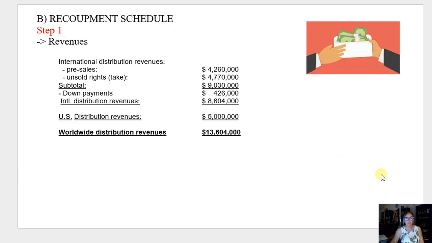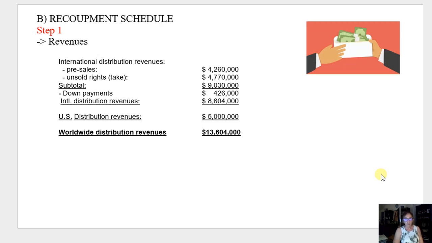So now the movie is produced. So here are our revenues, because after the movie is produced, we can sell all the unsold rights and we get to sell the US. So our pre-sales that we have obviously are part of our revenue, so they're $4,260,000. They're being paid now because now the movie is being delivered.